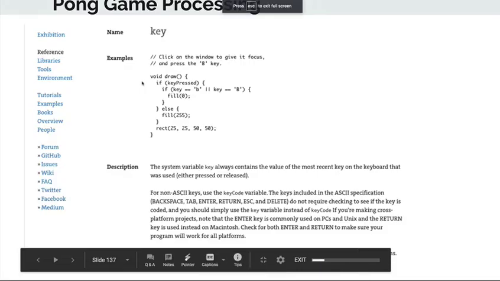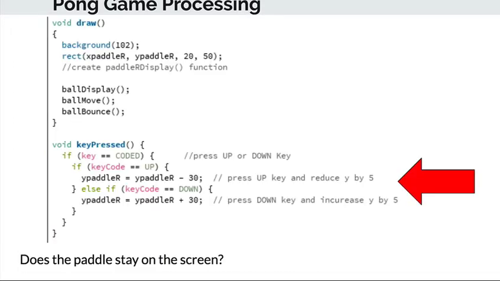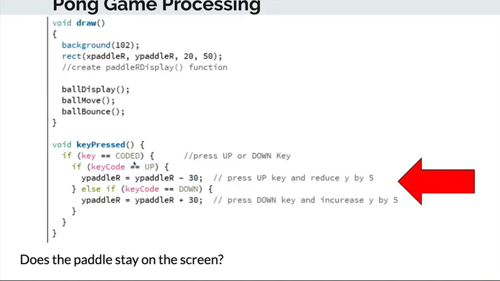All right. So then we have it here. And then we hit -30, +30. If key coded up, let's go back up here.